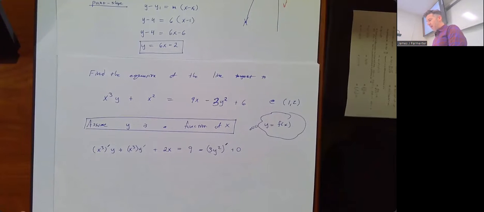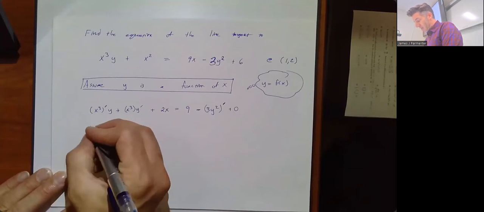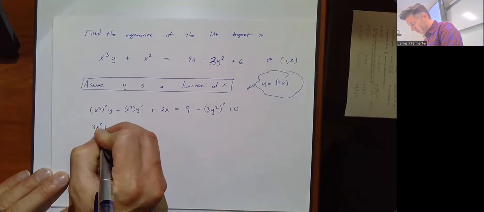All right, let's simplify this a little bit. This is where things are going to get interesting. The derivative of x cubed is 3x squared.